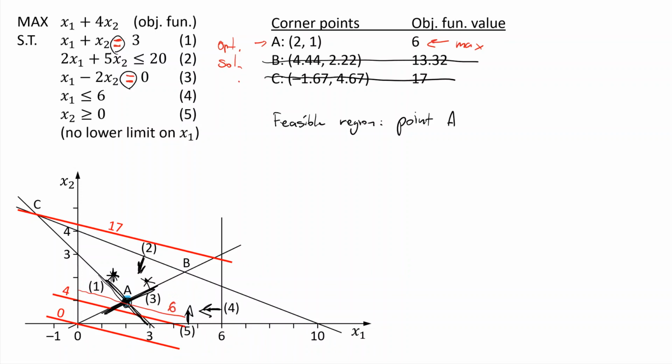So this is what happens when you have equalities. If you have equalities, they narrow down the choices very much. If you have one equality, there will be a straight line segment or a line. All feasible points will be on this constraint's line. And if you have two equalities, if they are not parallel, then you will have only one point that's feasible.